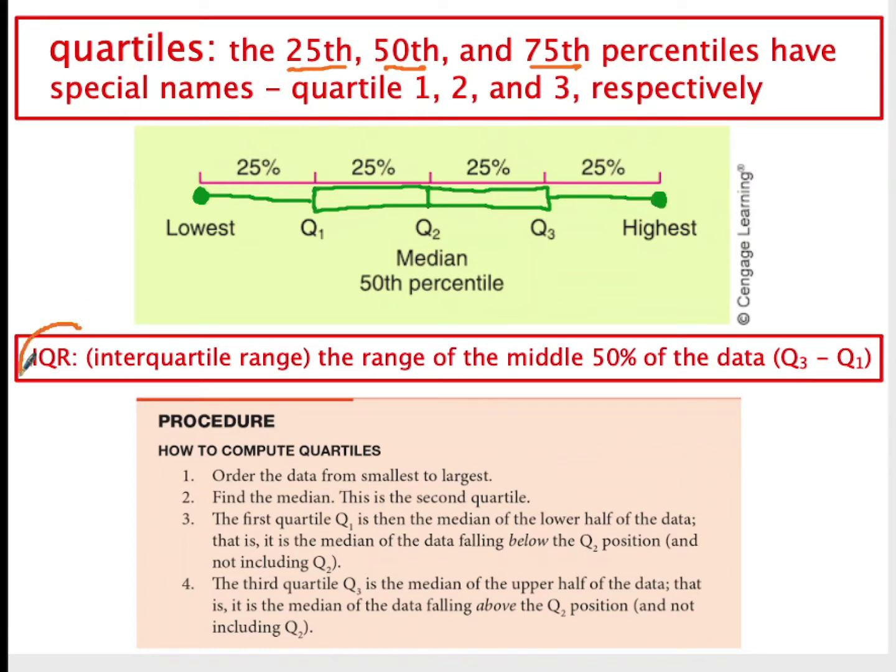Another little vocab word, the interquartile range. Remember, the regular range is the highest minus the lowest. The interquartile range is quartile 3 minus quartile 1. It basically just tells us the span of the box in a Box-and-Whisker, the middle 50% of the data.